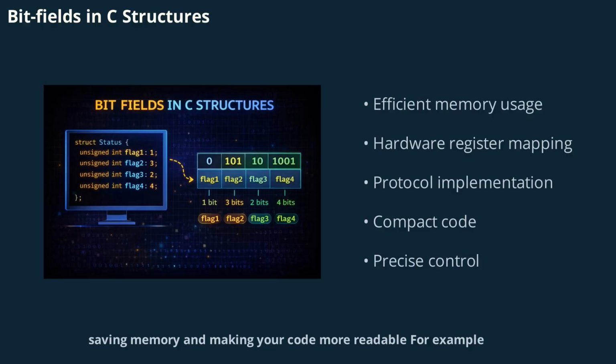For example, you might define a structure with several 1-bit flags and a few reserved bits, all packed into a single byte. This approach is commonly used for status registers or configuration settings in embedded devices. Understanding bit fields helps you write compact, efficient code that interacts seamlessly with hardware.